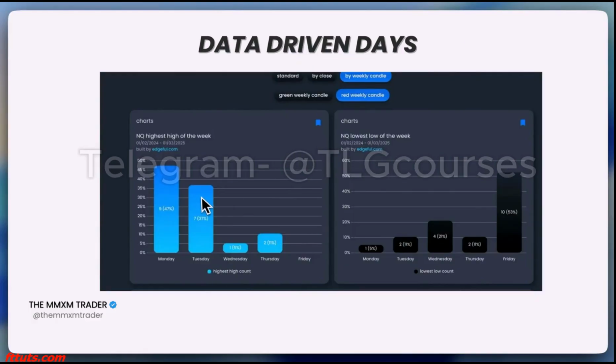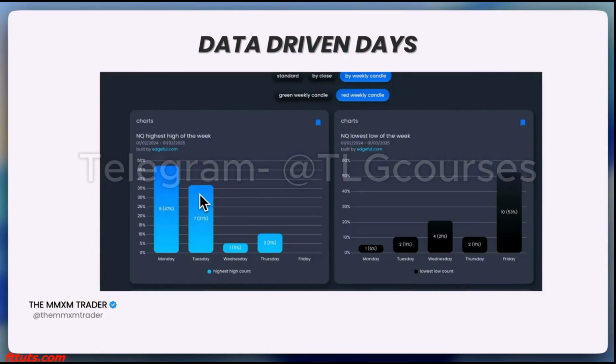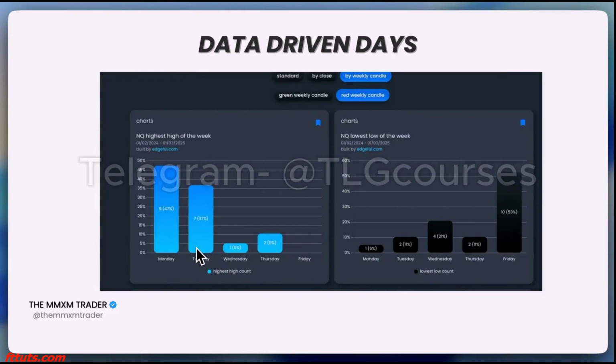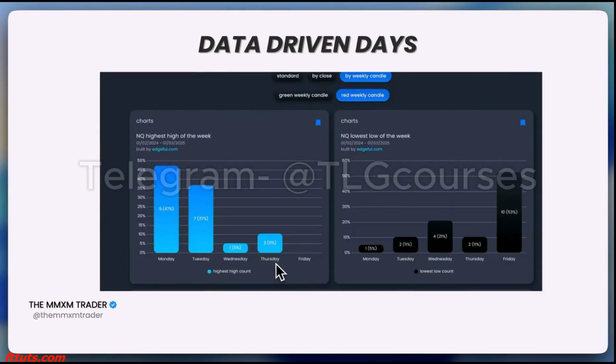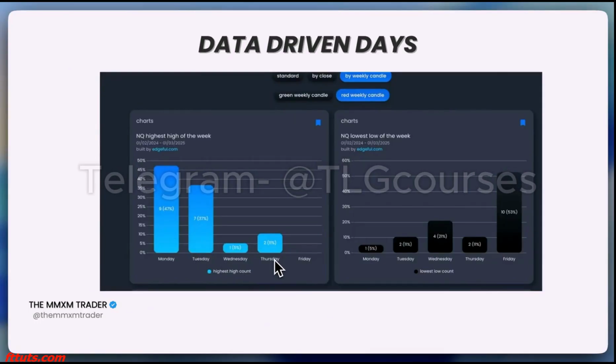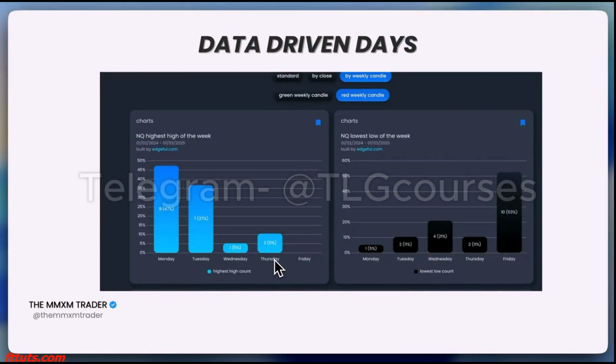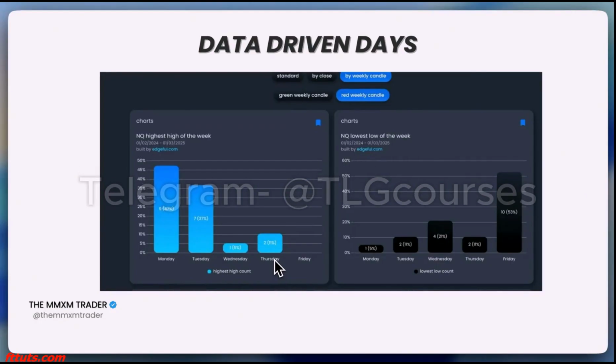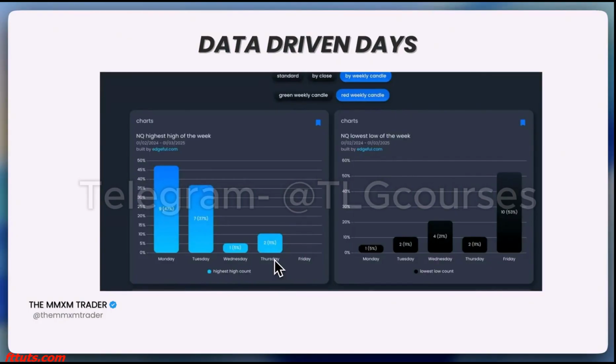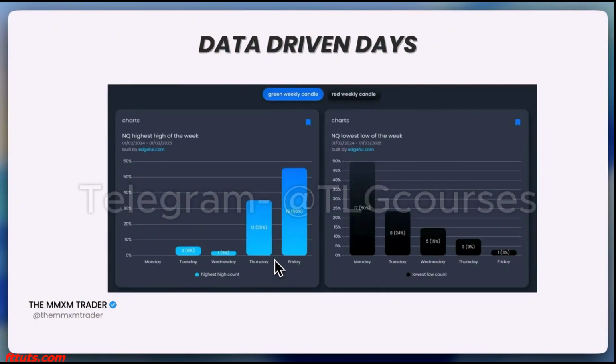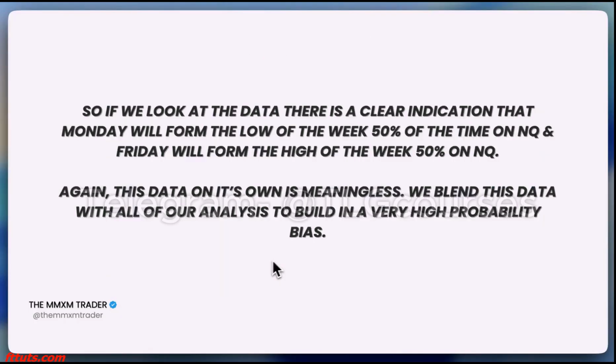Data-driven days, right? If we look at the data on NQ, NQ has the tendency to create a low of the week on Mondays 50% of the time, and a high of the week on Fridays 50% of the time. That's a massive data point, okay? So if we look at the data, it's a clear indication that Monday will form the low of the week 50% of the time on NQ, and Friday will form the high of the week 50% of the time on NQ.